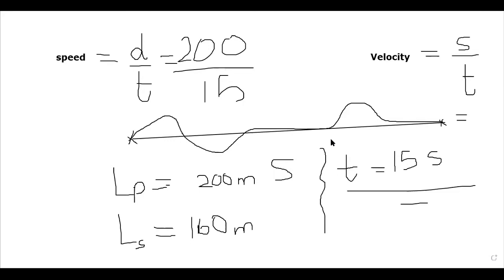And Mazen says speed equals distance over time. That's true. What distance should I use to get the speed? 200. Ahmed Ghallab? To find the speed, what did you say? 200 over 15. Right, this is the speed. What's the speed? 13.33. Now what's the velocity?